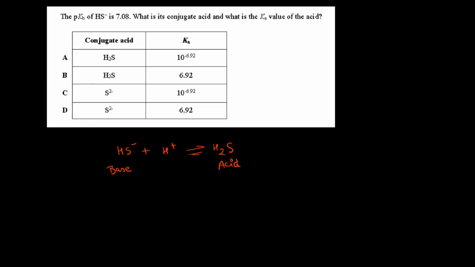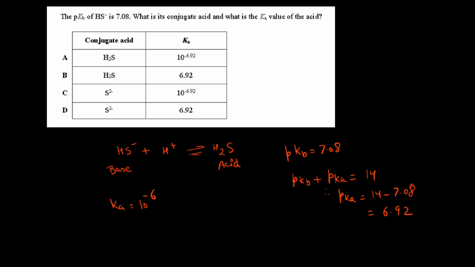So pKb is given, 7.08. We know that pKb plus pKa is equal to 14. Therefore pKa will be 14 minus 7.08, and this comes out to be 6.92. Now how to calculate Ka? Ka will be 10 to the power minus pKa, that is this. So the correct option is A.